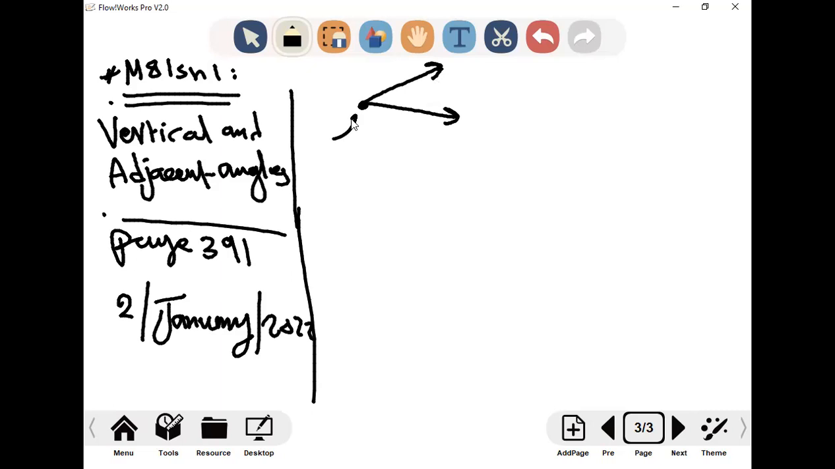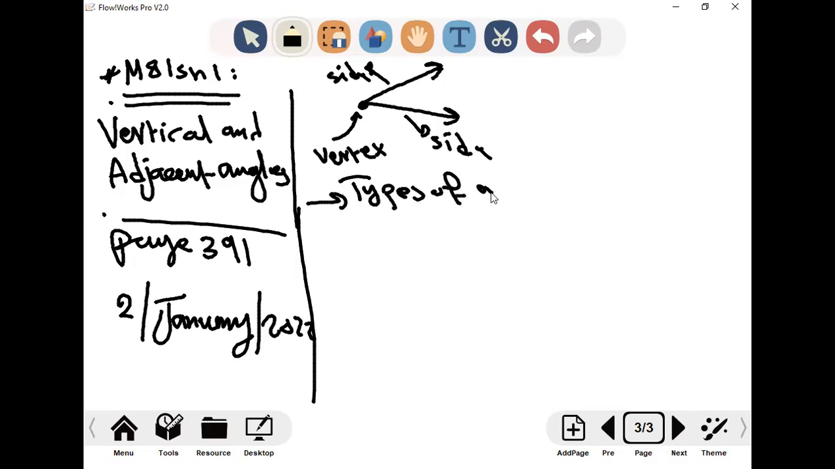Now this point here, I will call it the vertex. And these two rays here, I will call them the sides of the angle. So a point and 2 rays, we have an angle. But now we have types of angles. We have exactly 5 types.